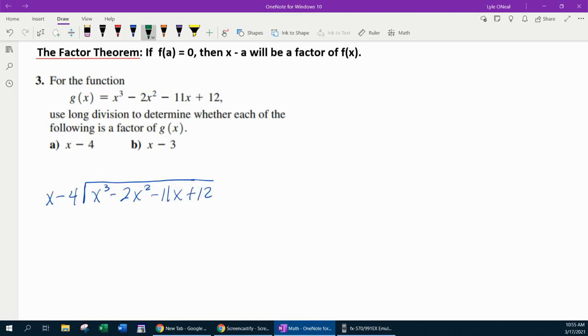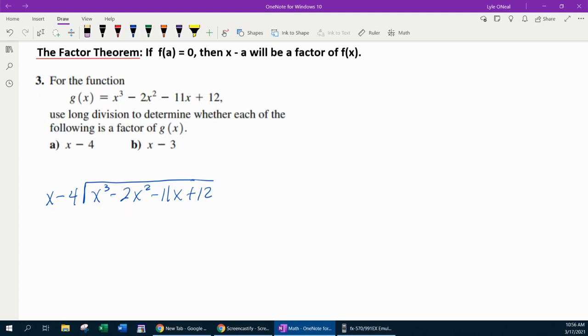Okay, so we have our long division set up. We've got the divisor and the dividend. Notice that when you write the dividend, every power of the variable must be represented. That means x to the 3, x to the 2, x to the 1, and then your constant. All of those terms have to be represented in order to do the long division. So let's get started with long division.